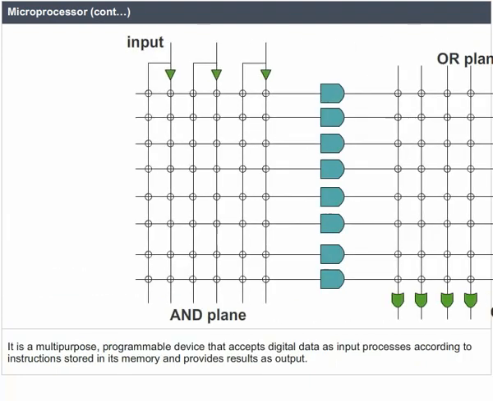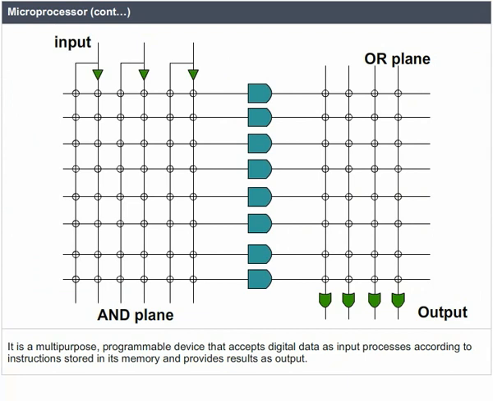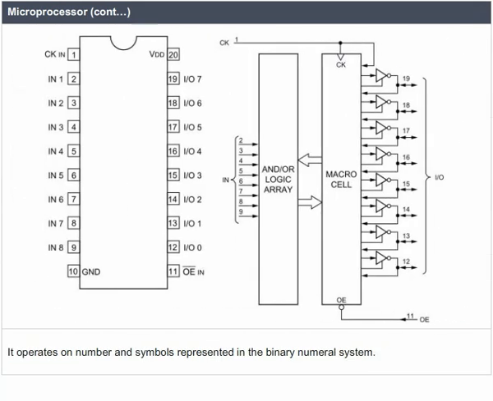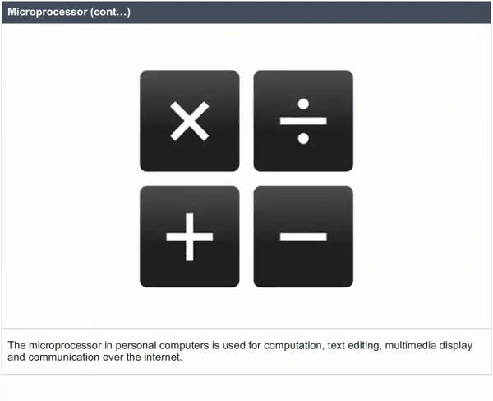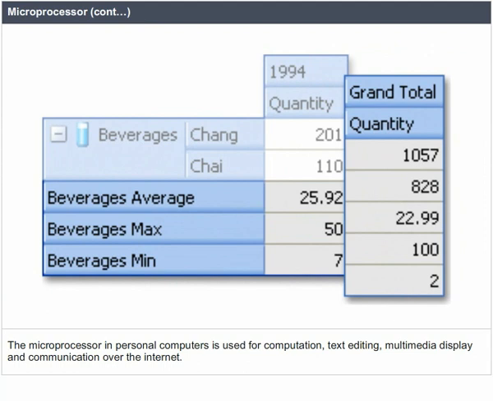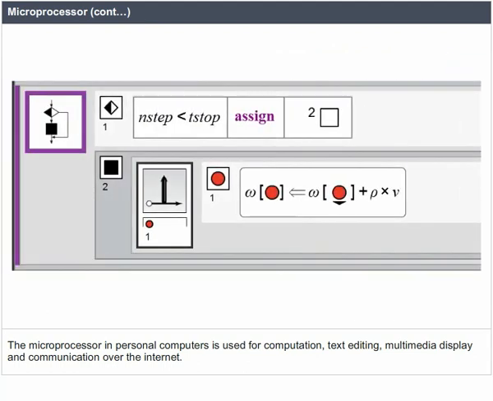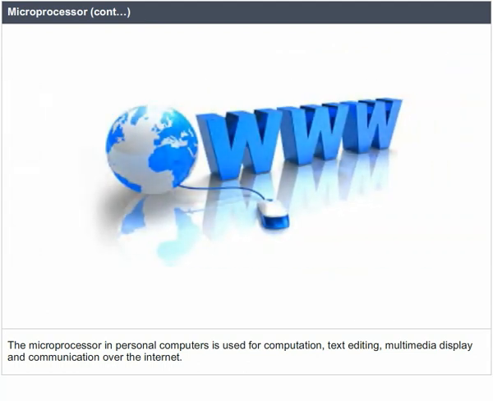It is a multi-purpose, programmable device that accepts digital data as input, processes it according to instructions stored in its memory, and provides results as outputs. It operates on numbers and symbols represented in the binary numeral system. The microprocessor in personal computers is used for computation, text editing, multimedia display, and communication over the Internet.